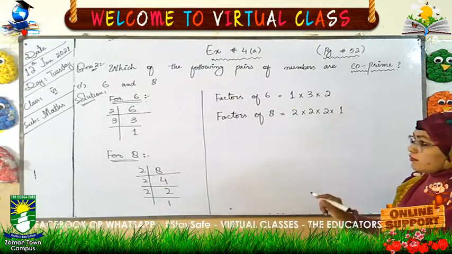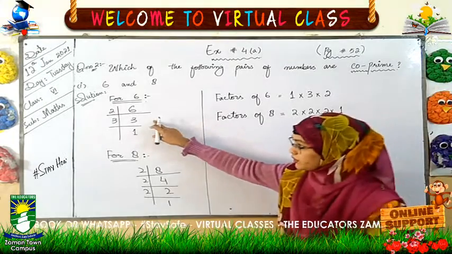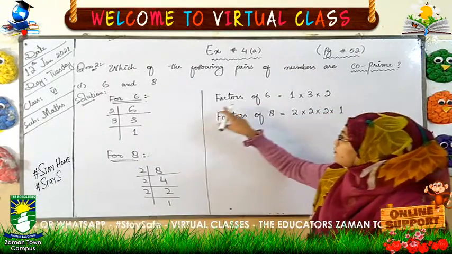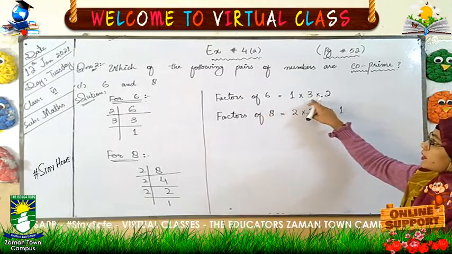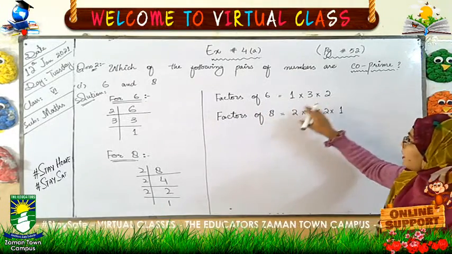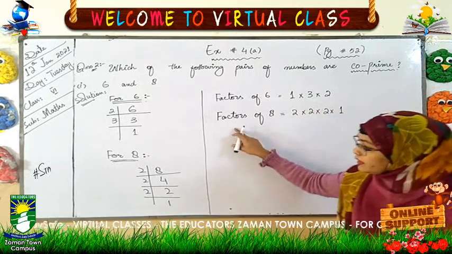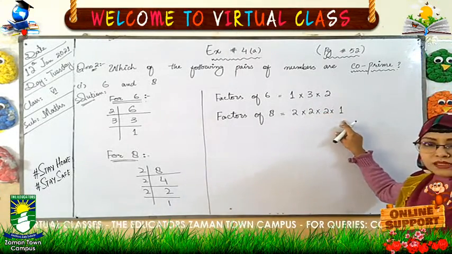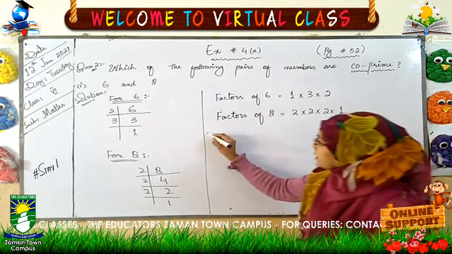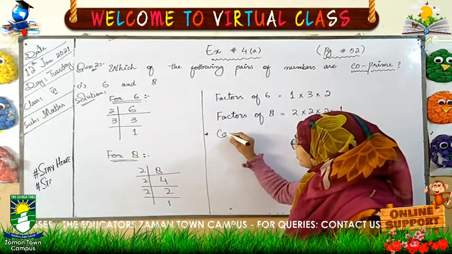Okay. What will we do? First we will factorize the numbers, and after that we will write down the factors. The first value, 6, is equal to 1 multiplied by 3 multiplied by 2. Then we will write down the factors of 8. These are 2 multiplied by 2 multiplied by 2 multiplied by 1. After that we will write down the common factors.